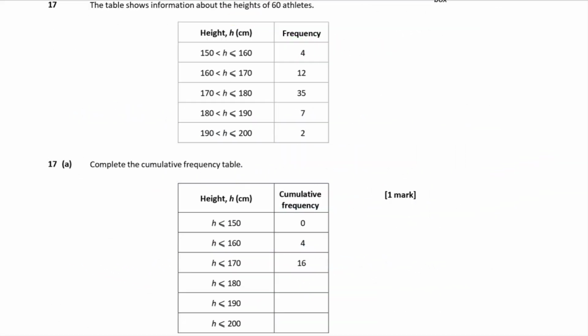Question 7. The table shows information about the heights of 60 athletes. Complete the cumulative frequency table. Okay, so we've got the first 3 values in my cumulative frequency table completed. This first one, when h is less than or equal to 150, comes from the left-hand band of the first group there. So there's nothing less than 150. So then the next one down, h is less than 160, comes from here. Let's add those 4 there. Okay, that gives you that one. And then h is less than 170 is going to be that one and that one added together, isn't it? You add those 2 together and that's going to give you the 16.